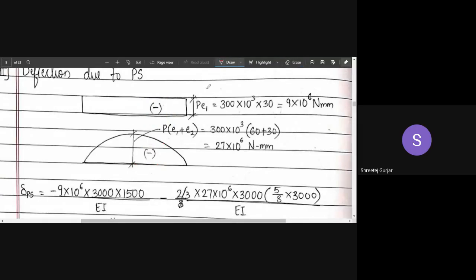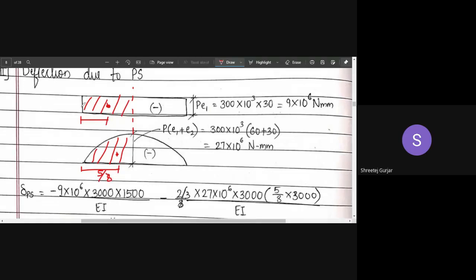Moving on. P into E1 will give you the first height of your bending moment diagram, and then this height is equal to P into E1 plus E2. Now we have to calculate the area similarly to how we did for the previous one. Divide this section into half, calculate this area, and then multiply by the centroidal distance. Similarly, calculate this area, whatever I have shaded, where the centroid will be located over here, and multiply by that centroidal distance. This is 5 by 8.